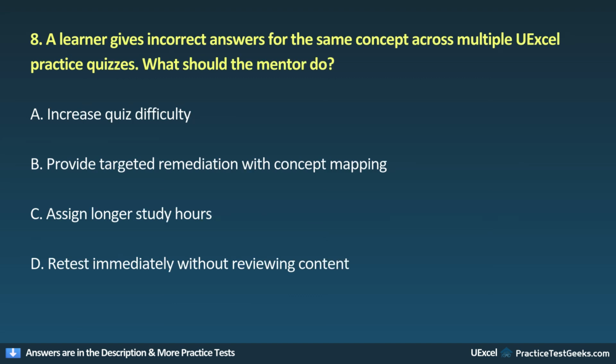8. A learner gives incorrect answers for the same concept across multiple UExcel practice quizzes. What should the mentor do? A. Increase quiz difficulty. B. Provide targeted remediation with concept mapping. C. Assign longer study hours. D. Retest immediately without reviewing content.